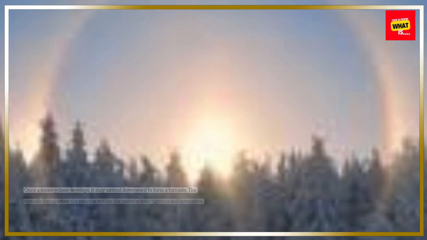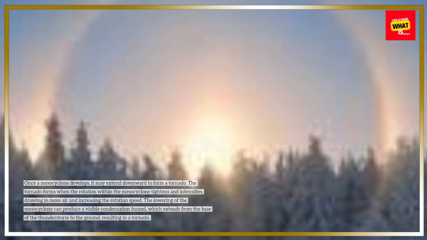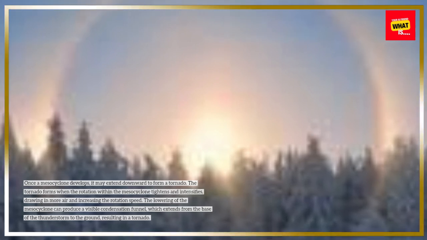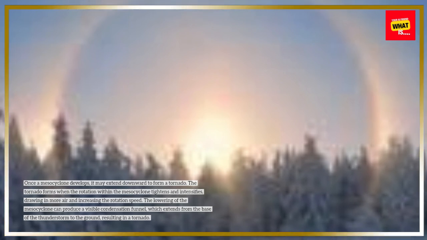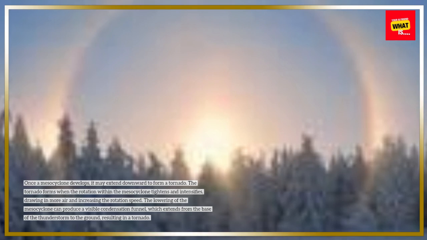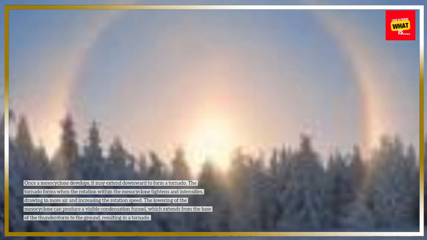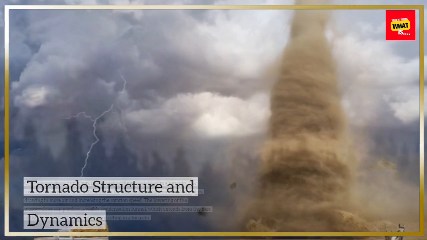Formation of the tornado. Once a mesocyclone develops, it may extend downward to form a tornado. The tornado forms when the rotation within the mesocyclone tightens and intensifies, drawing in more air and increasing the rotation speed. The lowering of the mesocyclone can produce a visible condensation funnel, which extends from the base of the thunderstorm to the ground, resulting in a tornado.